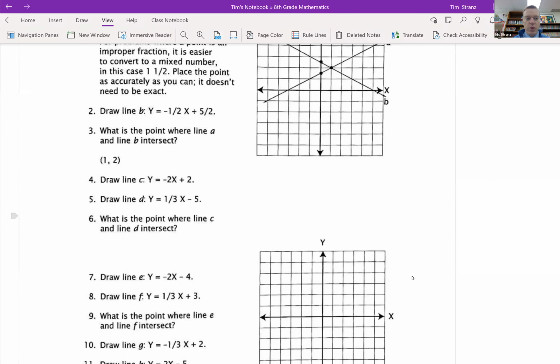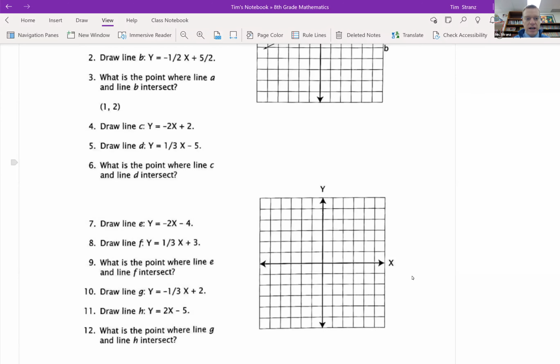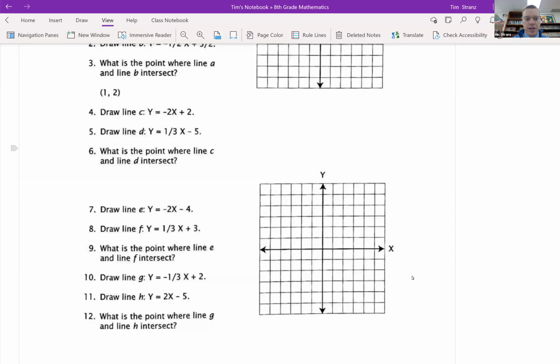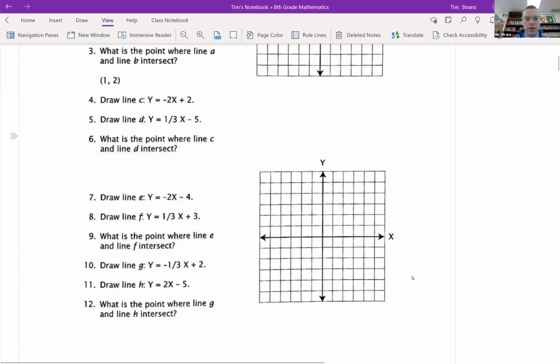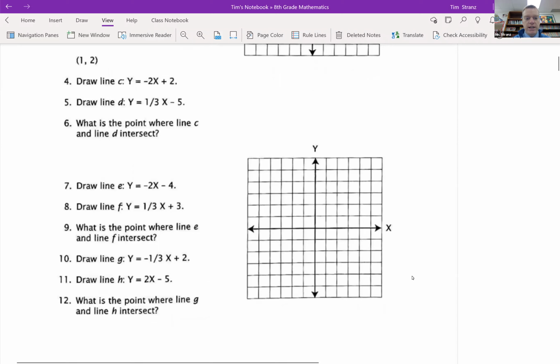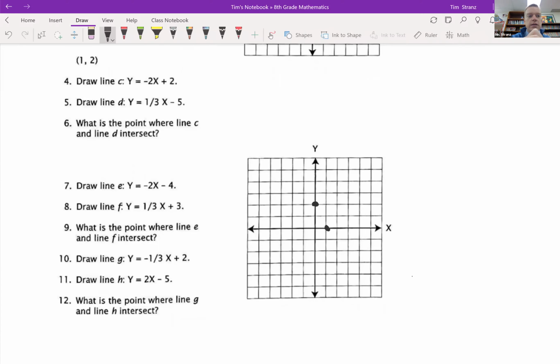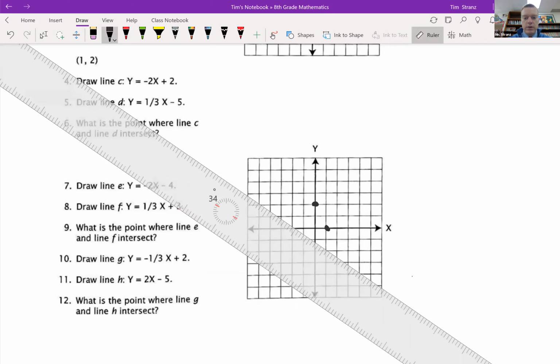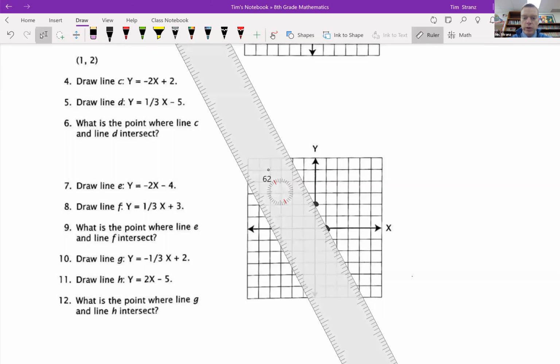All right, so let's go down to number 4. It says draw line C, and line C is y equals negative 2x plus 2. So we're going to draw it right down here. Starting off, we know that our y-intercept is going to be a positive 2, so I'm going to start with that point right away. My slope is a negative 2x, so I'm going to go down 2 over 1. I can go ahead and construct one of my lines now by putting a line through my 2 points.